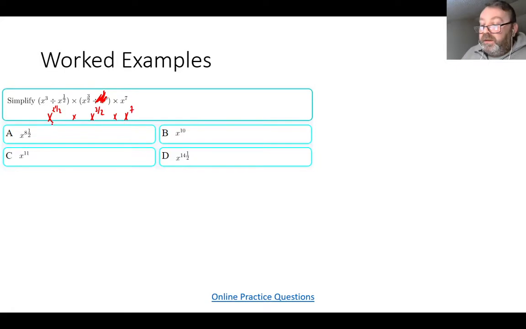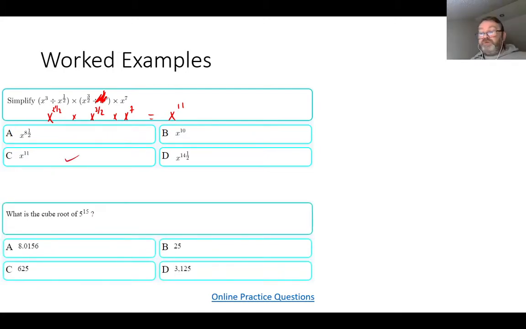Now, x to the 2.5 multiplied by x to the 3 over 2 multiplied by x to the 7. You're multiplying the same base. So you keep the base as the rules tell you, and you add your powers. 2.5 and 1.5 is 4, and 7 is 11. So there's your answer. Because the base numbers are all the same and you're multiplying them, you keep the base and you add the powers, because addition is related to multiplication. And the answer is x to the power of 11.